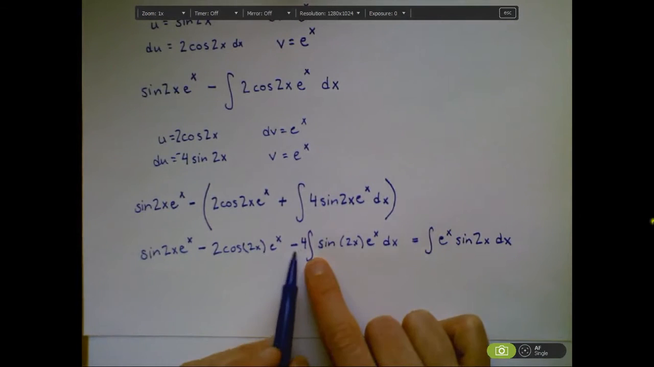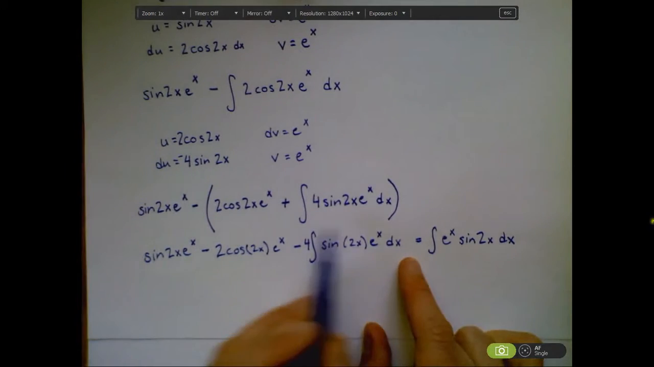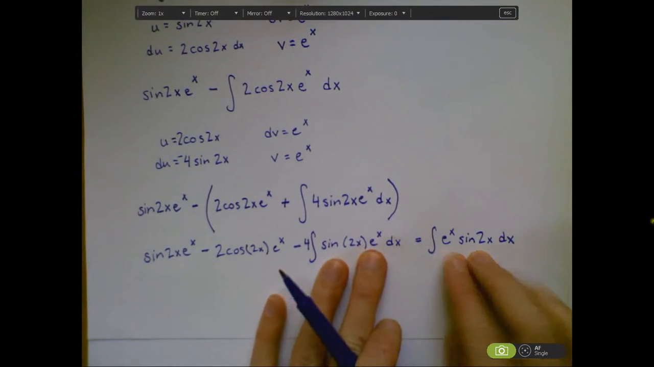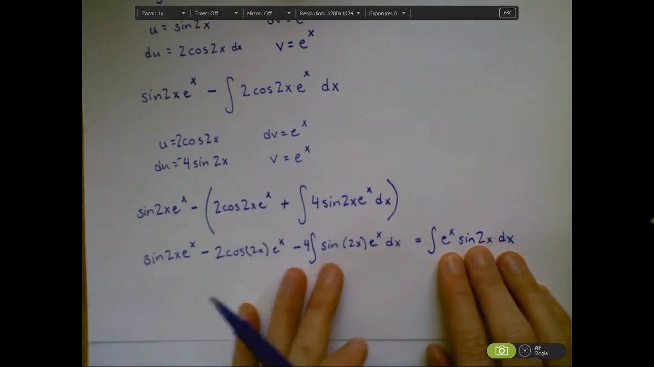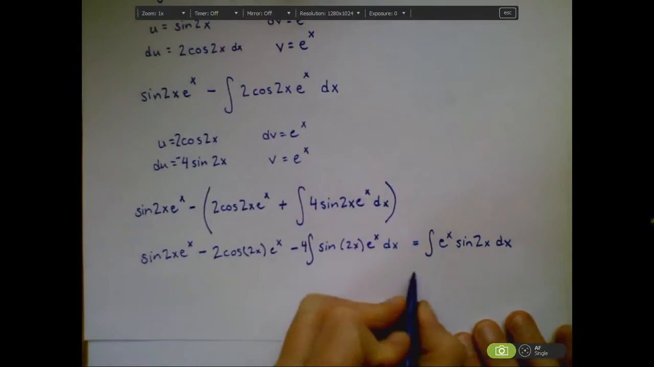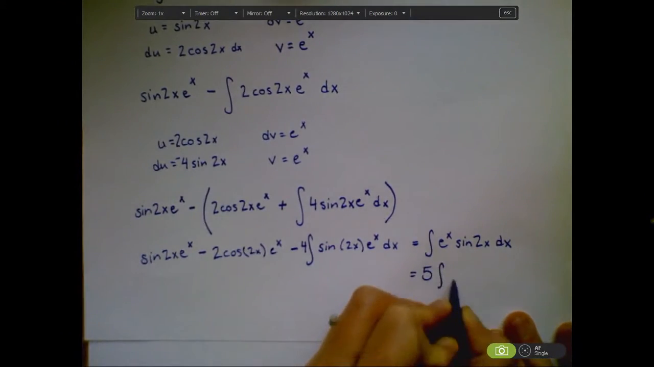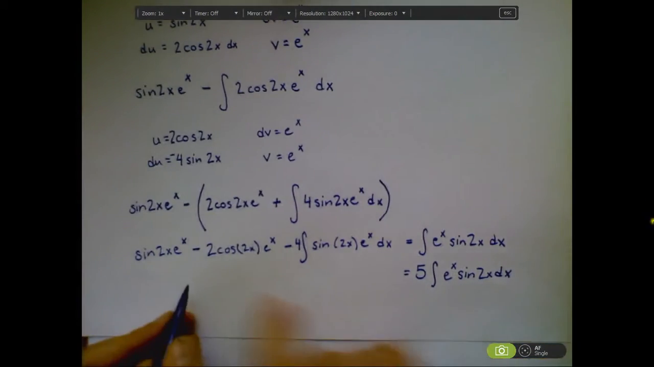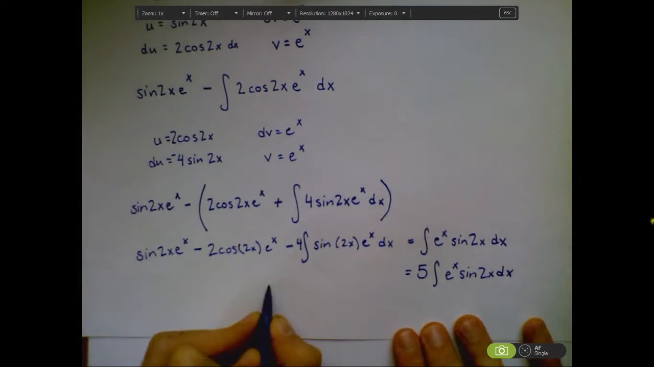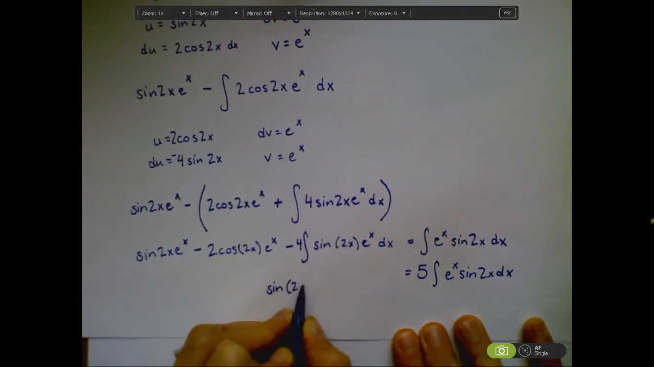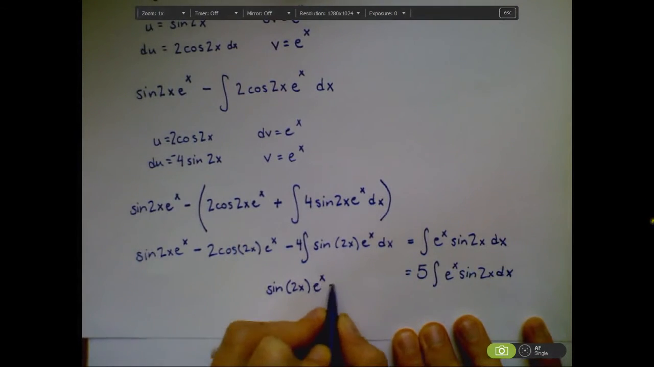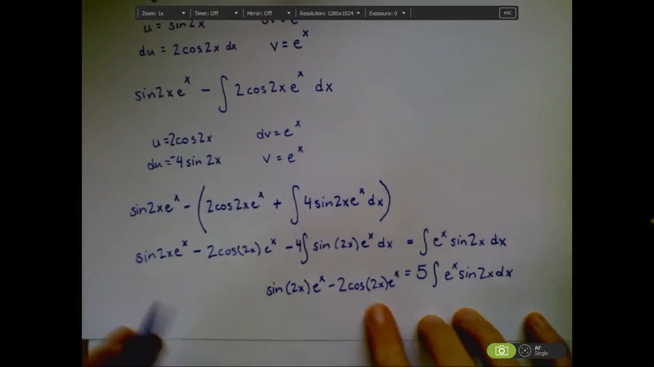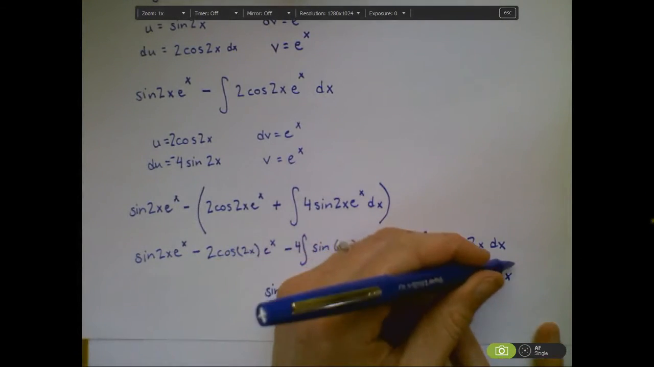And we see that we have minus 4 of these integrals on this side, and we have 1 of these integrals. These integrals are the exact same integral, right? Maybe I flip-flop the order of the e to the x. But if I add 4 of them to each side, it gives me that 5 times this crazy integral is equal to this value: sine of 2x e to the x minus 2 cosine 2x e to the x. Uh-oh, my equal sign got a little messy, right?